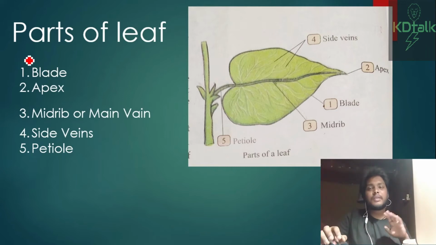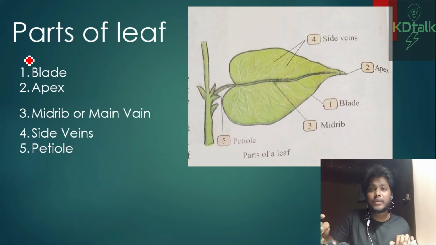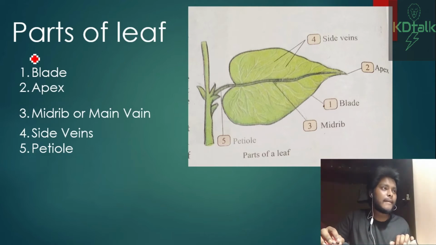A plant has different parts like leaf, stem, root, etc. But in this video we will read about the different parts of a leaf. And why is the leaf important? Because the process of photosynthesis takes place in the leaf.